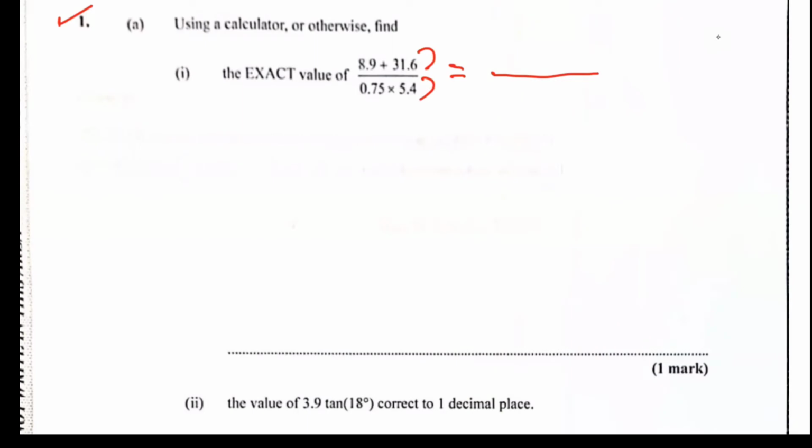So on top, we are talking about 8.9, and you're going to add that to 31.6, and on top, we would have gotten 40.5. Underneath, 0.75 times 5.4, and then we got 4.05. And then you don't need to do anything but to use a calculator to actually do the work, right? And then you will realize that you get 10 for the answer.